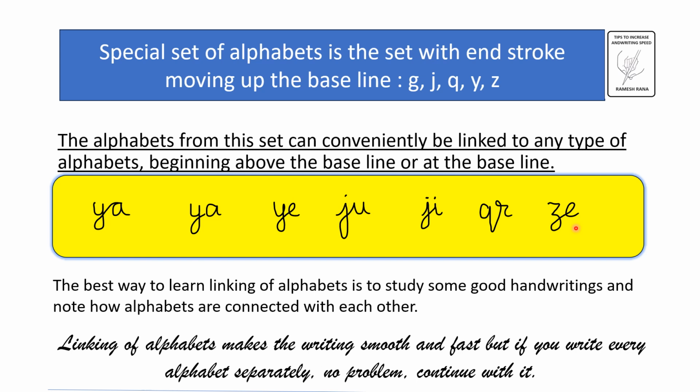The best way to learn linking of alphabets is to study some good handwritings and note how alphabets are connected with each other. You can also note down their shapes and everything, and then improve your handwriting.